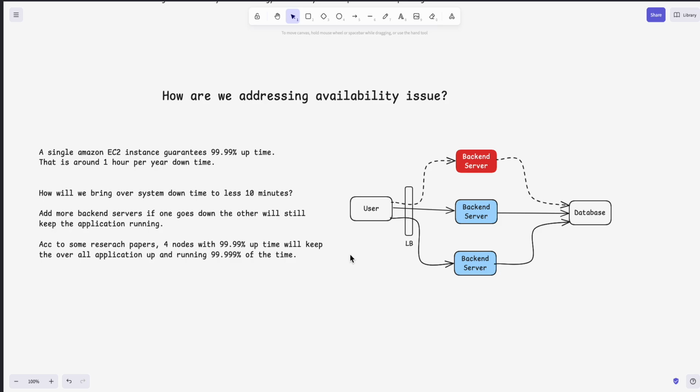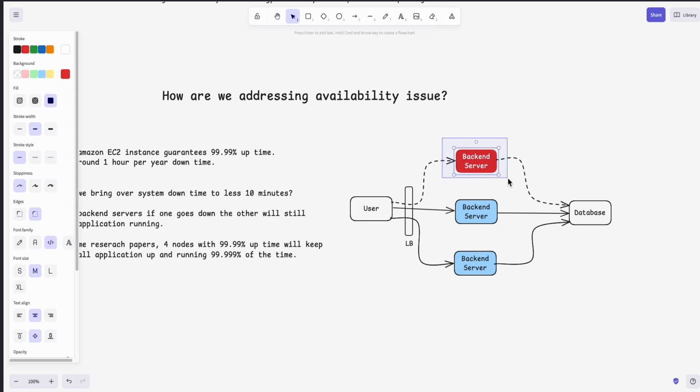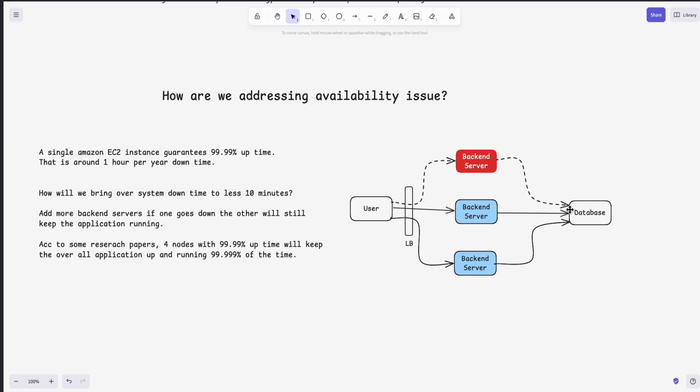And are we solving the single point of failure issue? Yes, we are. If one server goes down, the other servers can serve the purpose, so your application is not going down entirely. That's the beauty of distributed systems.